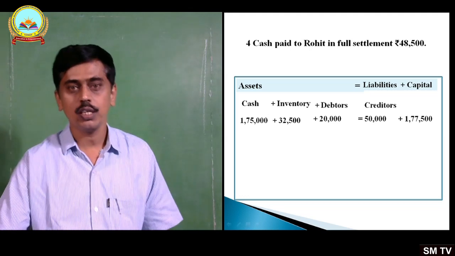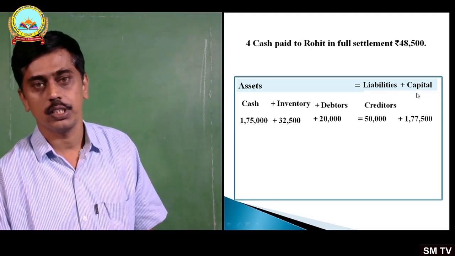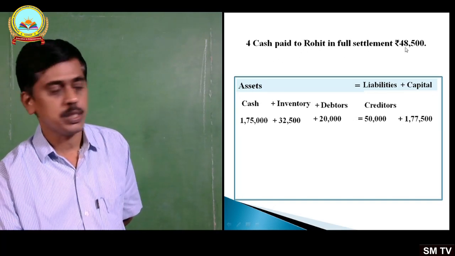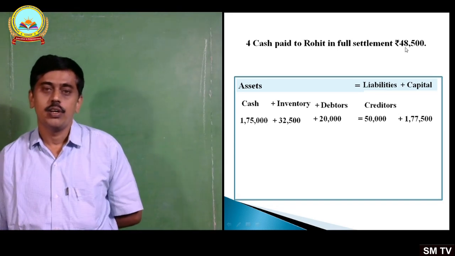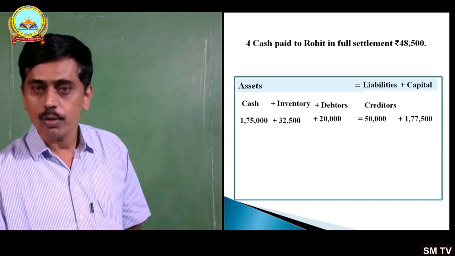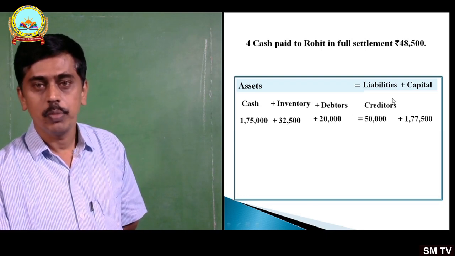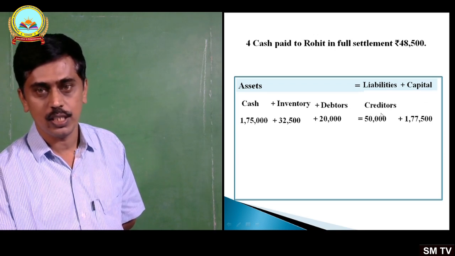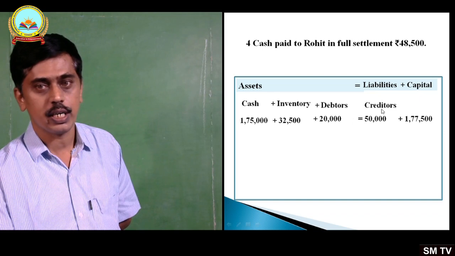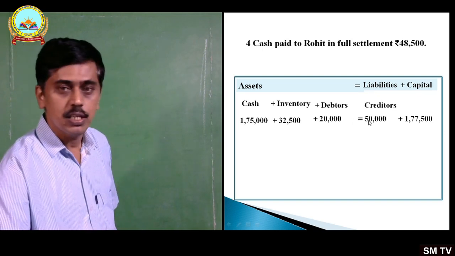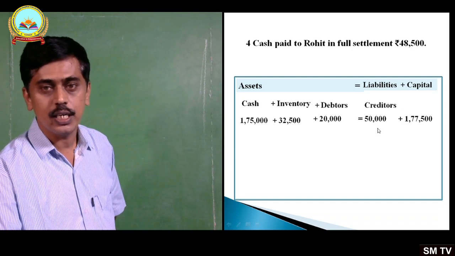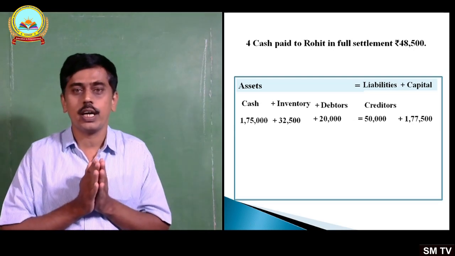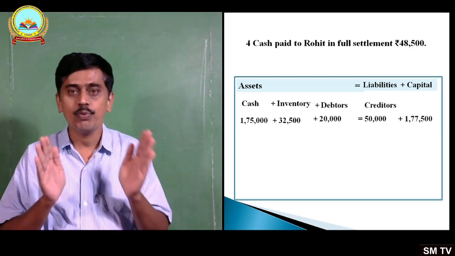This is the existing position. Is there any doubt? No doubt, isn't it? Now analyze it. Cash paid to Rohit in full settlement of rupees 48,500. Rohit is our creditor, because we have purchased goods from Rohit on credit. In the second transaction we have seen, purchased goods from Rohit on credit 50,000, isn't it? So we have shown here creditors rupees 50,000. Now we are paying rupees 48,500 to Rohit in full settlement.